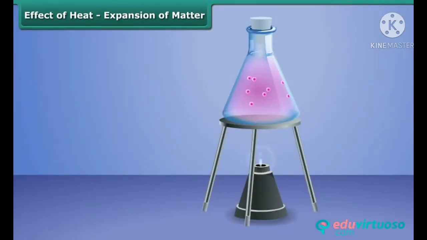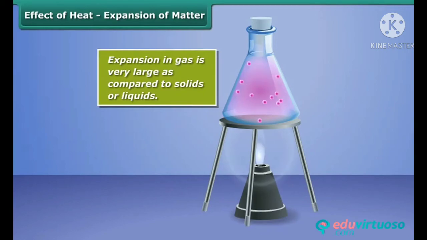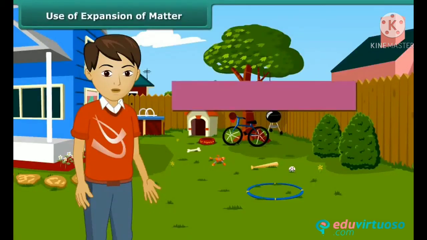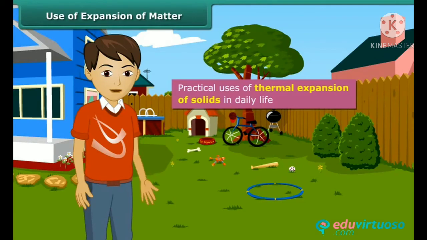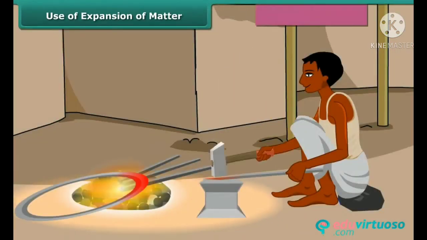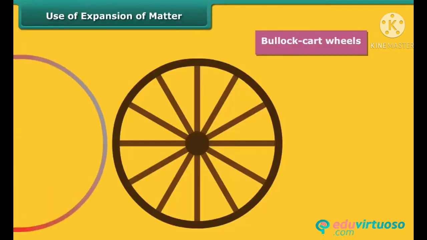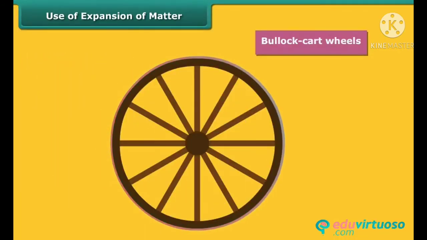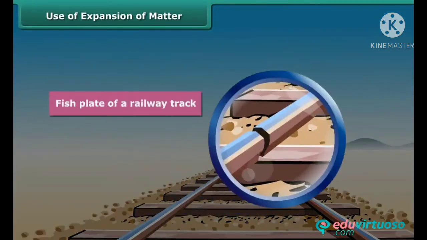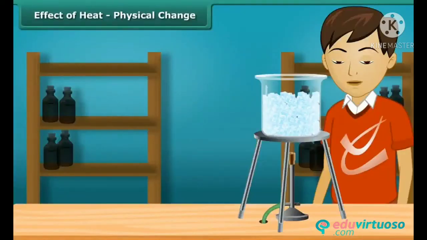Liquids and gases are fluids. They expand on heating. Expansion in gas is very large as compared to solids or liquids. Let us look at some practical uses of thermal expansion of solids in daily life. The iron rim is fitted in bullock cart wooden wheels by heating. When the metal cools, it holds the segments of the wooden wheel firmly. A small gap is left between the rails of a railway track, where the two rails are joined with the help of a fish plate. The gap is left to allow space for the expansion of rails in summer. Let us now look how heat affects the change in state.